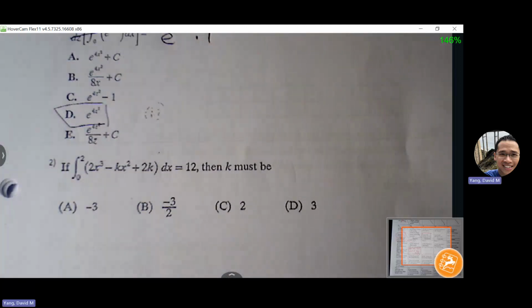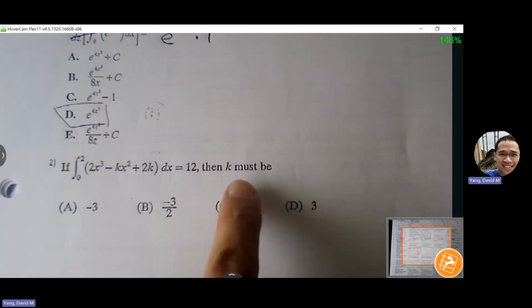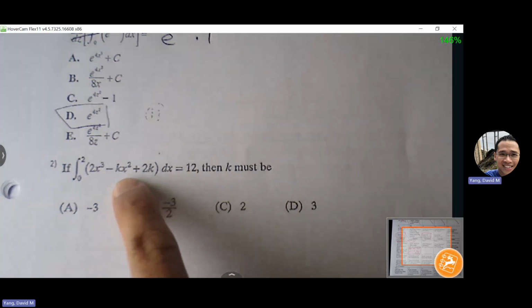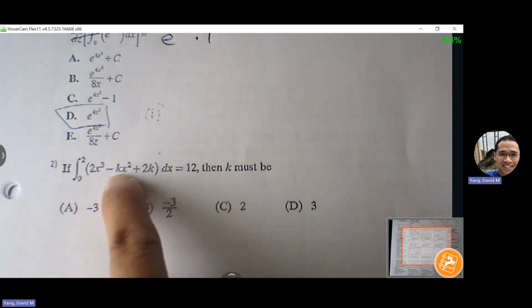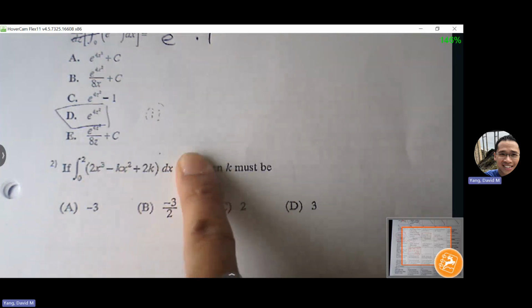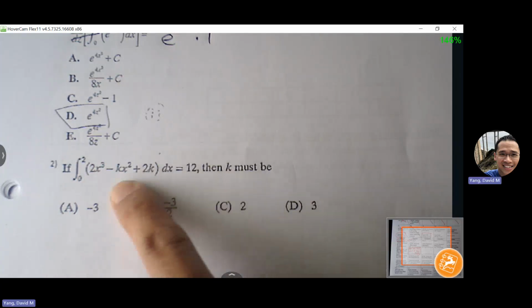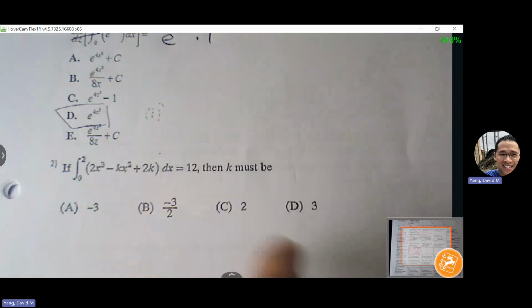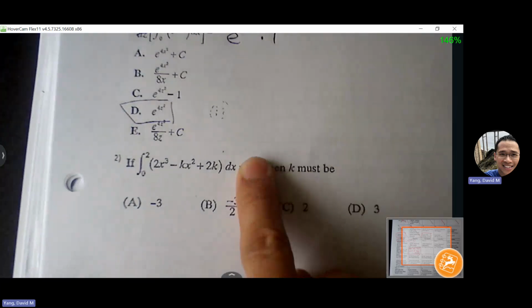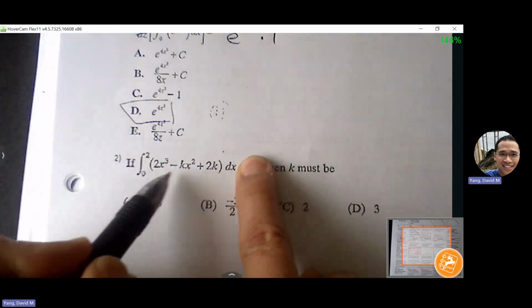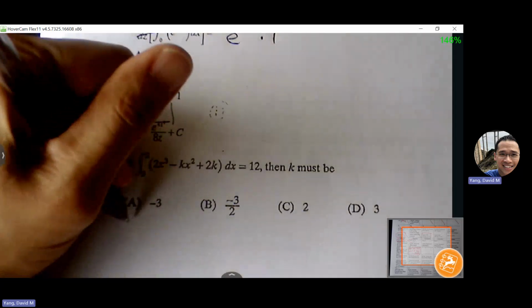All right, number 2, the definite integral from 0 to 2 of 2x cubed minus kx squared plus 2k dx equals 12, then k must be. We know k is a constant, so pretend like k is just like a 3 or 5 or 6. We don't know what that number is, but let's go ahead and find the antiderivative like we normally would, right? We go through power rule, plug in upper and lower bound, and then we set equal to 12, and we can solve for k. So let's ignore that equals 12 for now. Let's just focus on the indefinite integral.